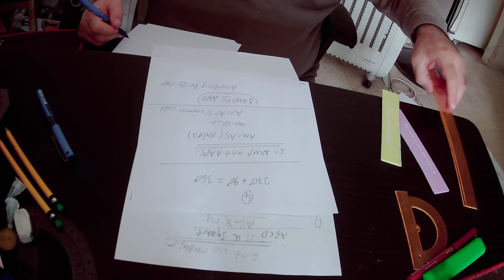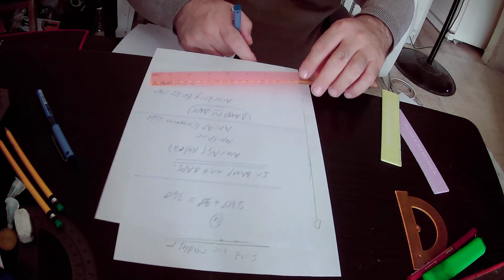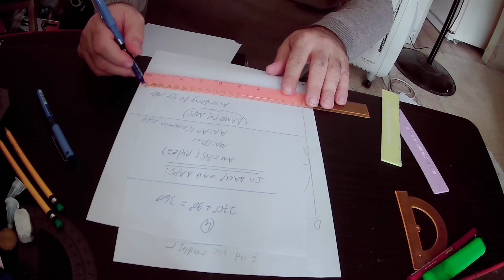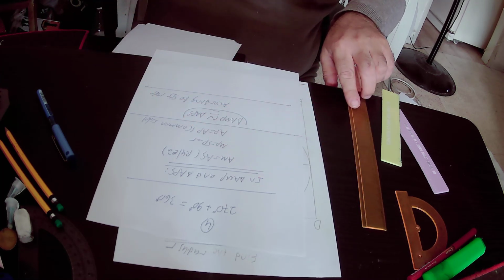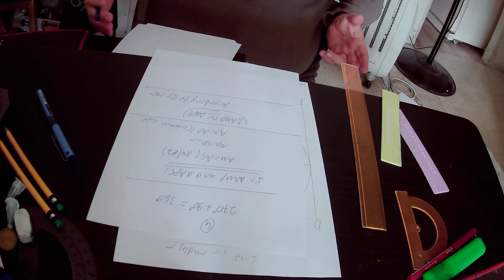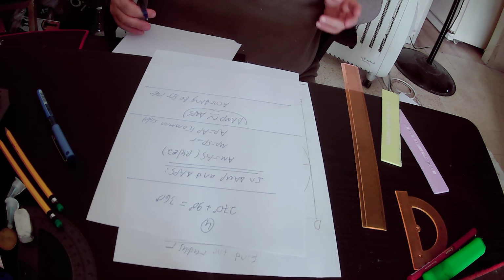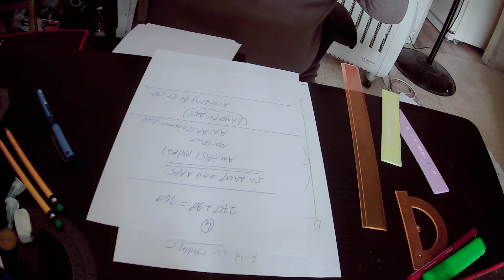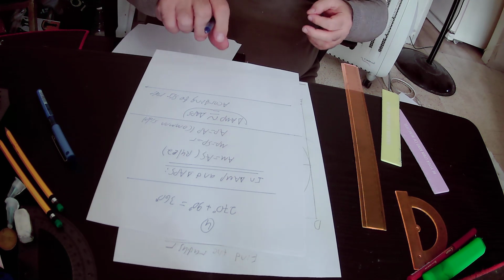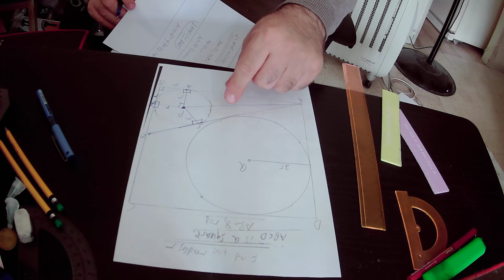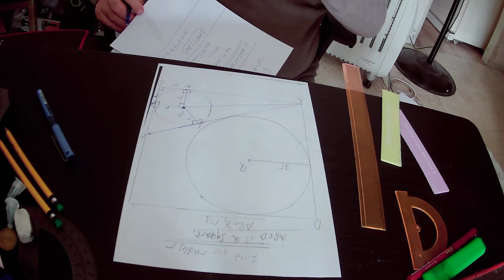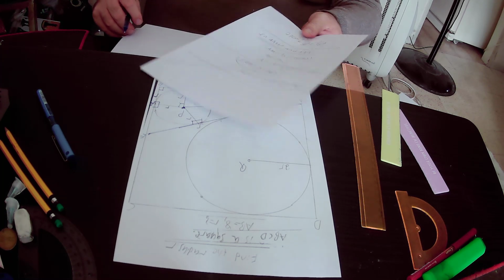Therefore, those two triangles are congruent according to the side rule. When you have three sides of one triangle that are correspondingly equal to three sides of the other triangle, then those two triangles are congruent according to the side rule.